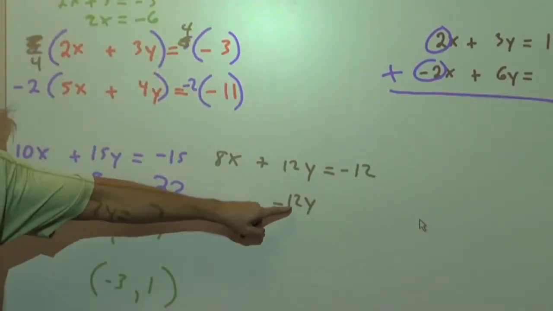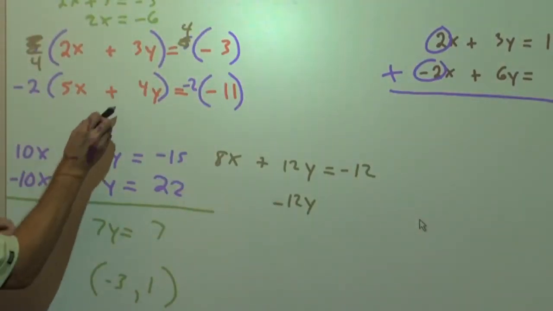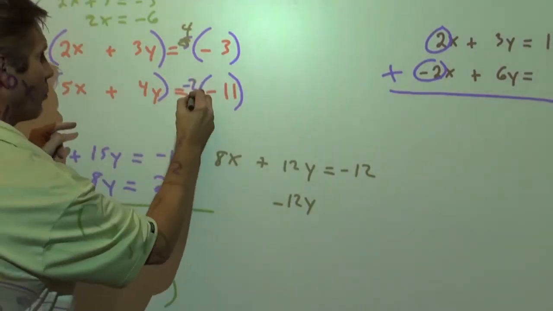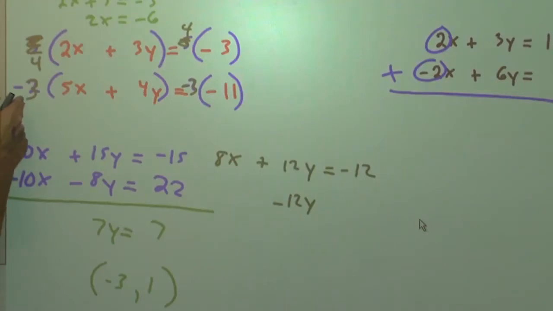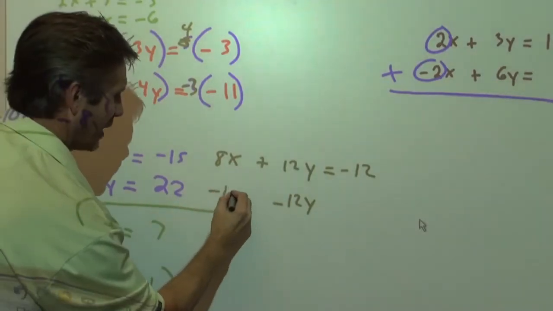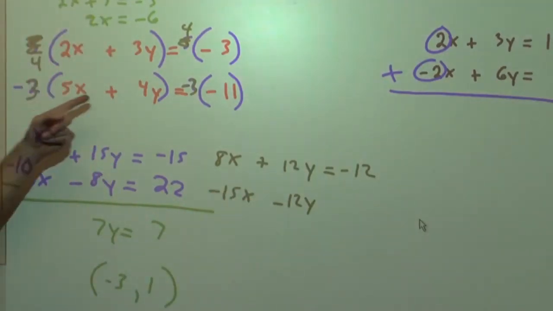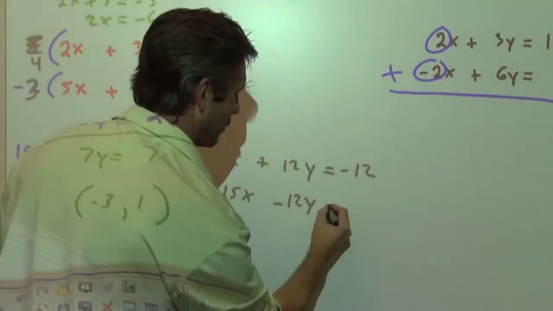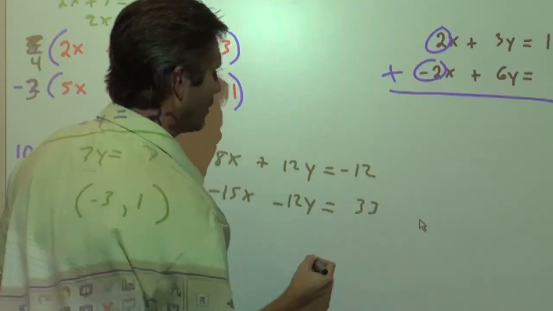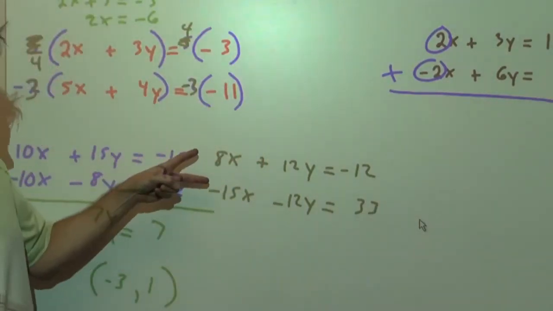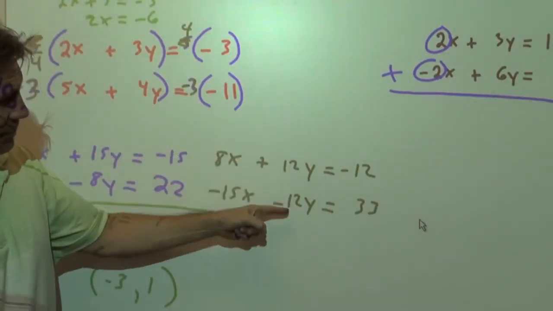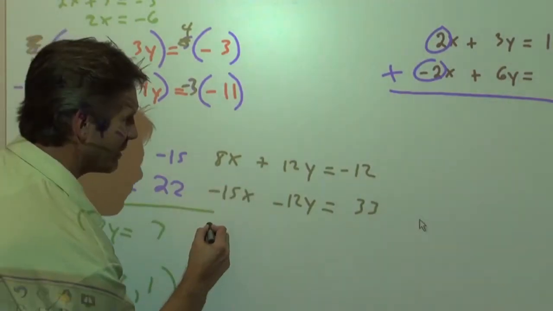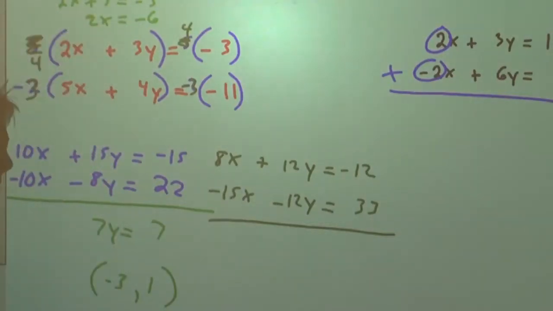Now we need a negative 12y here. We get a negative 12 here by multiplying by negative 3, not by negative 2. So we will multiply both sides by negative 3. Negative 3 times 5x is negative 15x. The negative 3 times the 4y gives us negative 12y, and negative 3 times negative 11 is a positive 33. So now we have another system of equations where we can eliminate the y, because we got the opposite coefficients there. So we are now ready to add these two equations together.